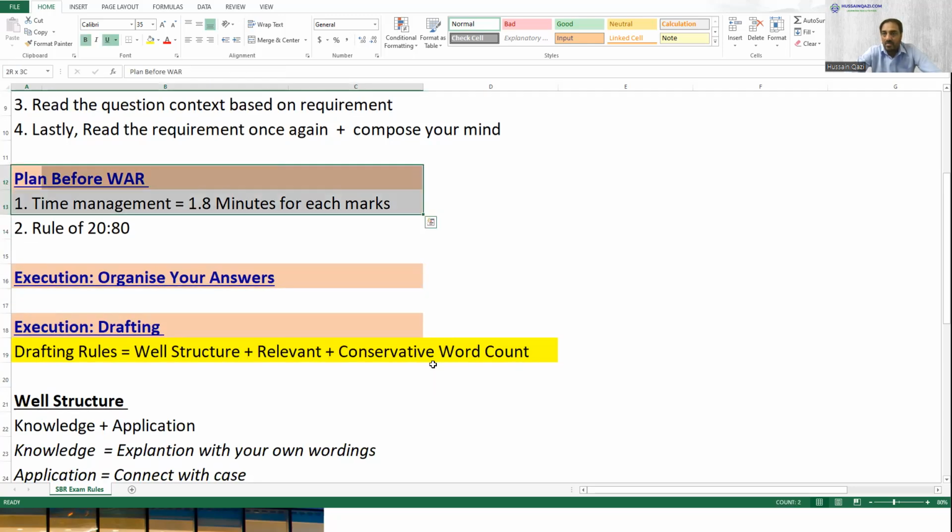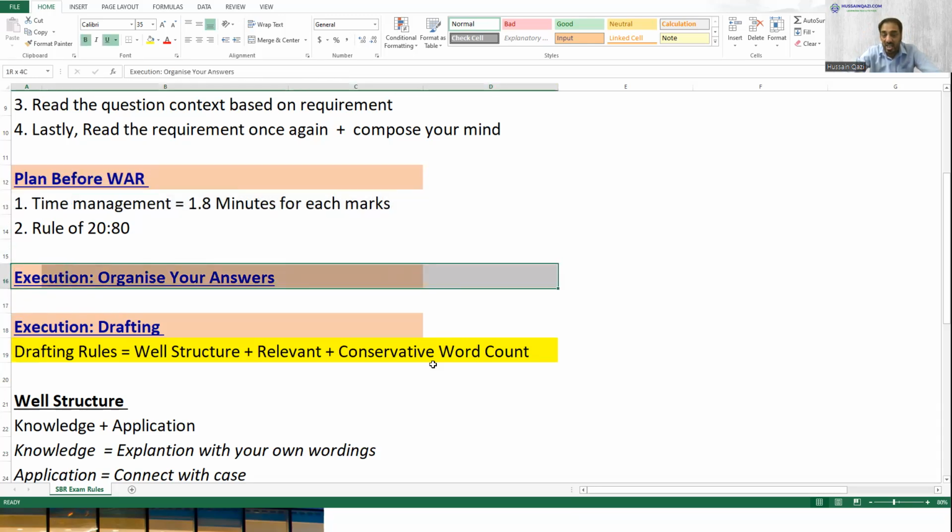Number 2, always plan before attack. If you're going to enter the war, first make a good plan. Plan with respect to the allocated time, and the rule of 20% time for planning, 80% for execution or the war time. You will win the war if you have made a good plan of time management, reading of the requirement, understanding the examiner requirement and the context of the question, and brainstorming as well. Never avoid the brainstorming.